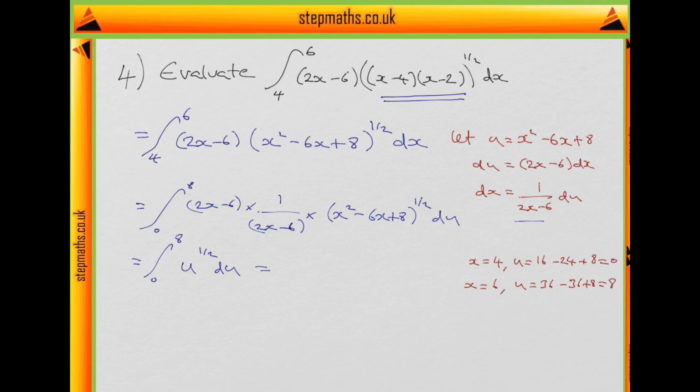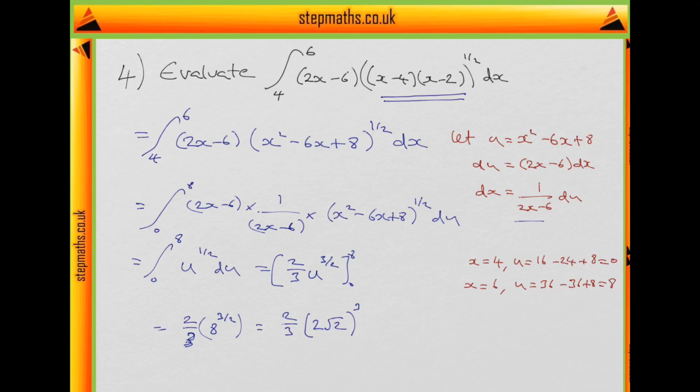This is a simple integration, so we get that equal to 2/3 u to the 3 over 2, evaluated between 0 and 8. Obviously the 0 term is going to disappear. So we get 2/3 of 8 to the 3 over 2, which is, well, square root of 8 is 2 root 2, so that all cubed.